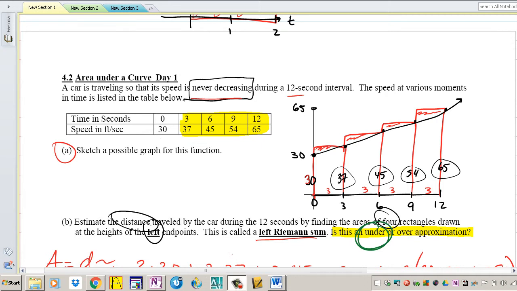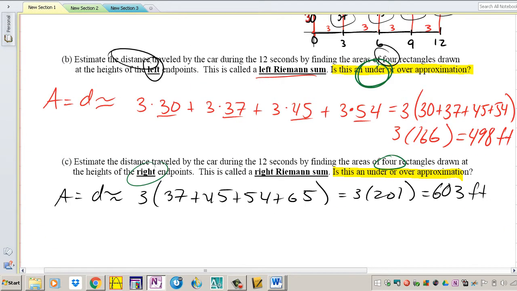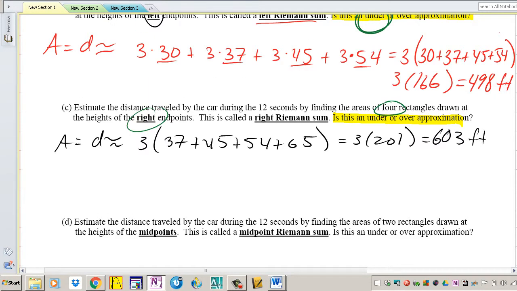Hey guys, in the last video, we talked about left Riemann sum and right Riemann sum, and how those two gave us two different answers. So we're going to go ahead and talk about something called the midpoint sum.